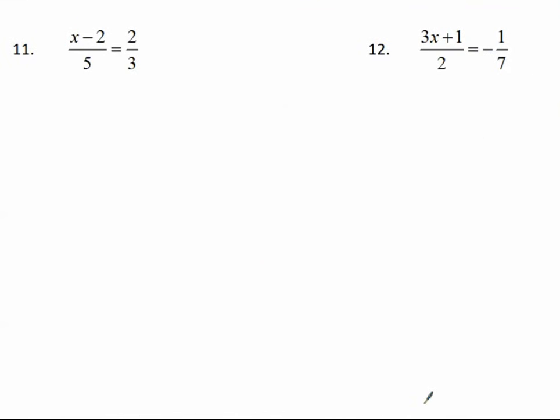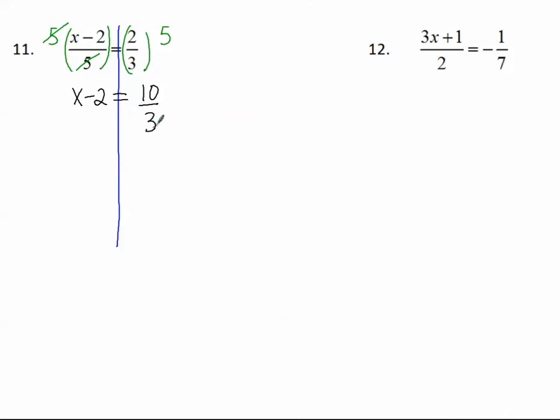Here are some more examples where we have denominators or fractions. If we're dividing by a number, we don't want that denominator to be there, so the opposite of dividing is multiplying. So we can start by multiplying both sides by 5, and that takes care of that denominator, and on this side, we're left with just x minus 2 equals, on this side, 2 times 5 is 10 over 3. We still have the denominator of 3, so we can now multiply both sides by 3. That takes care of that denominator.